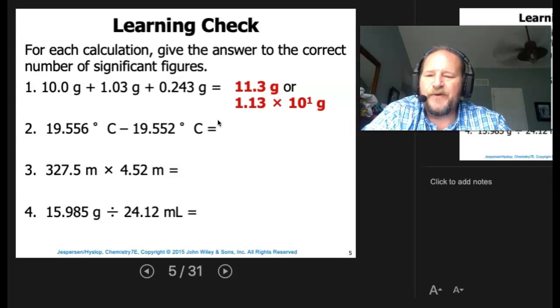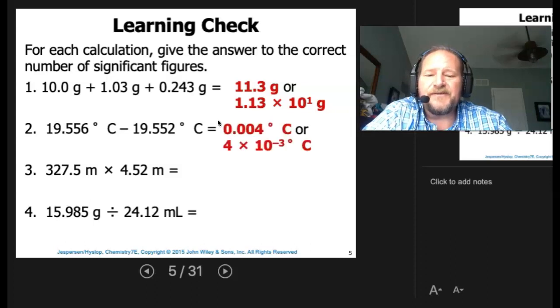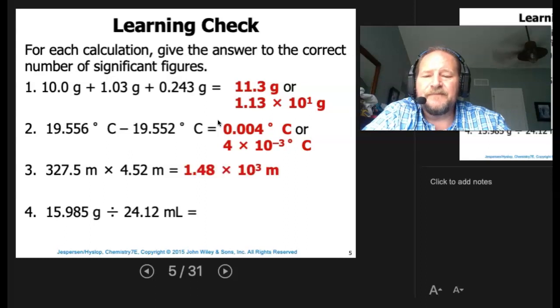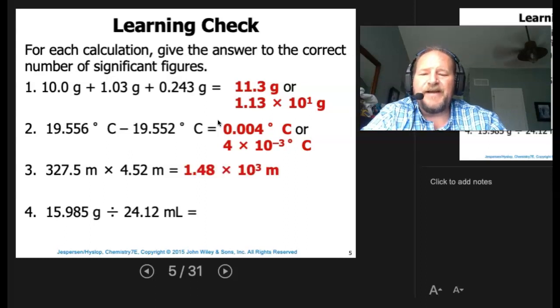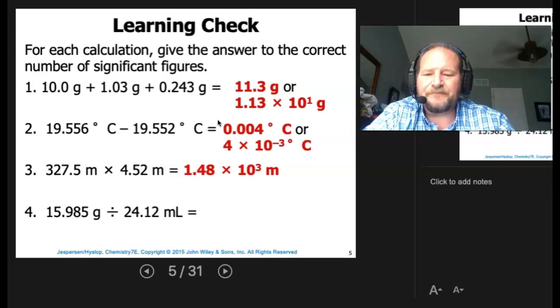How about 19.556 degrees C minus 19.552 degrees C? Hopefully you got 0.004 degrees C. Or if we rewrite that with 1 sig fig, 4 times 10 to the negative 3. All right, how about 327.5 meters times 4.52 meters? And so hopefully you got 1.48 times 10 to the 3 meters.